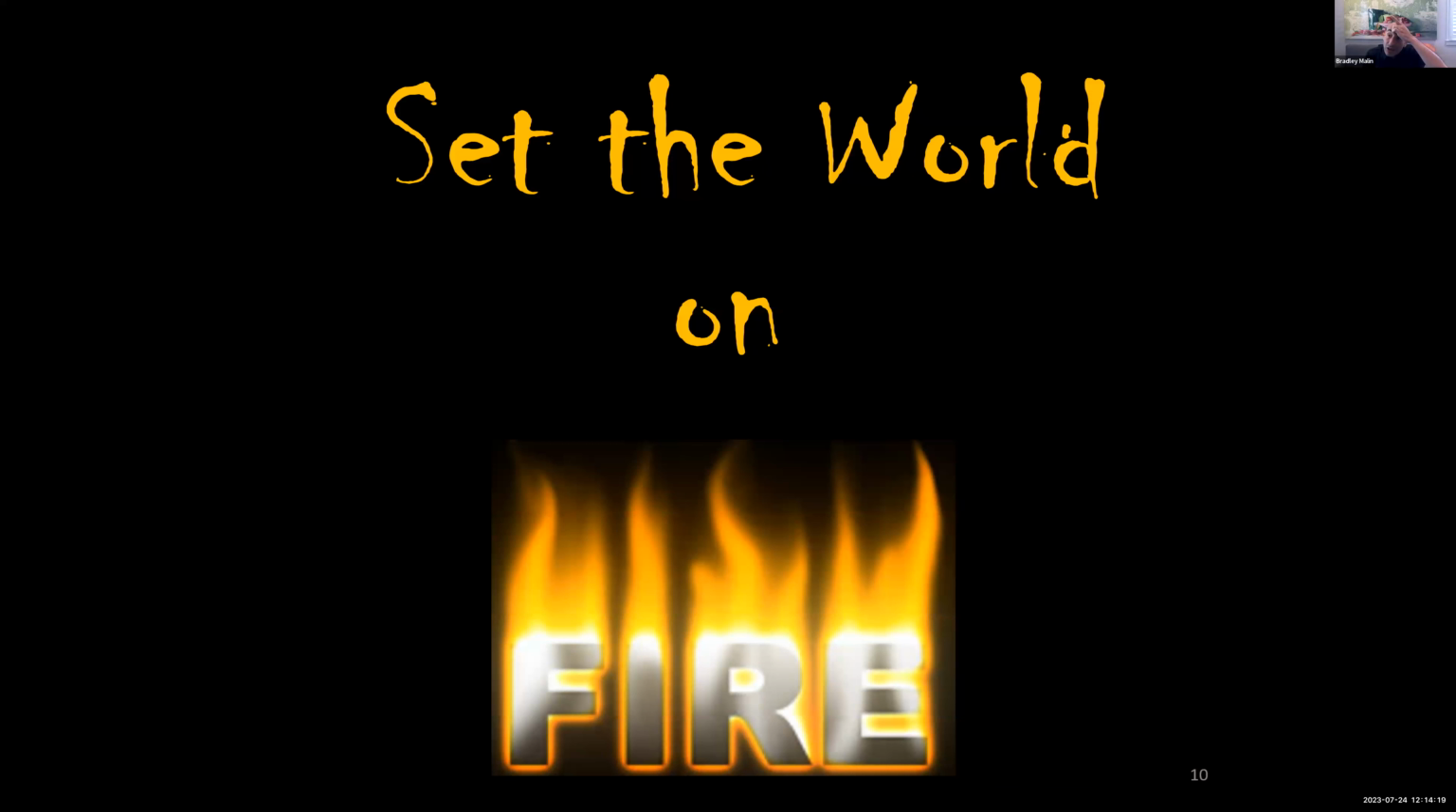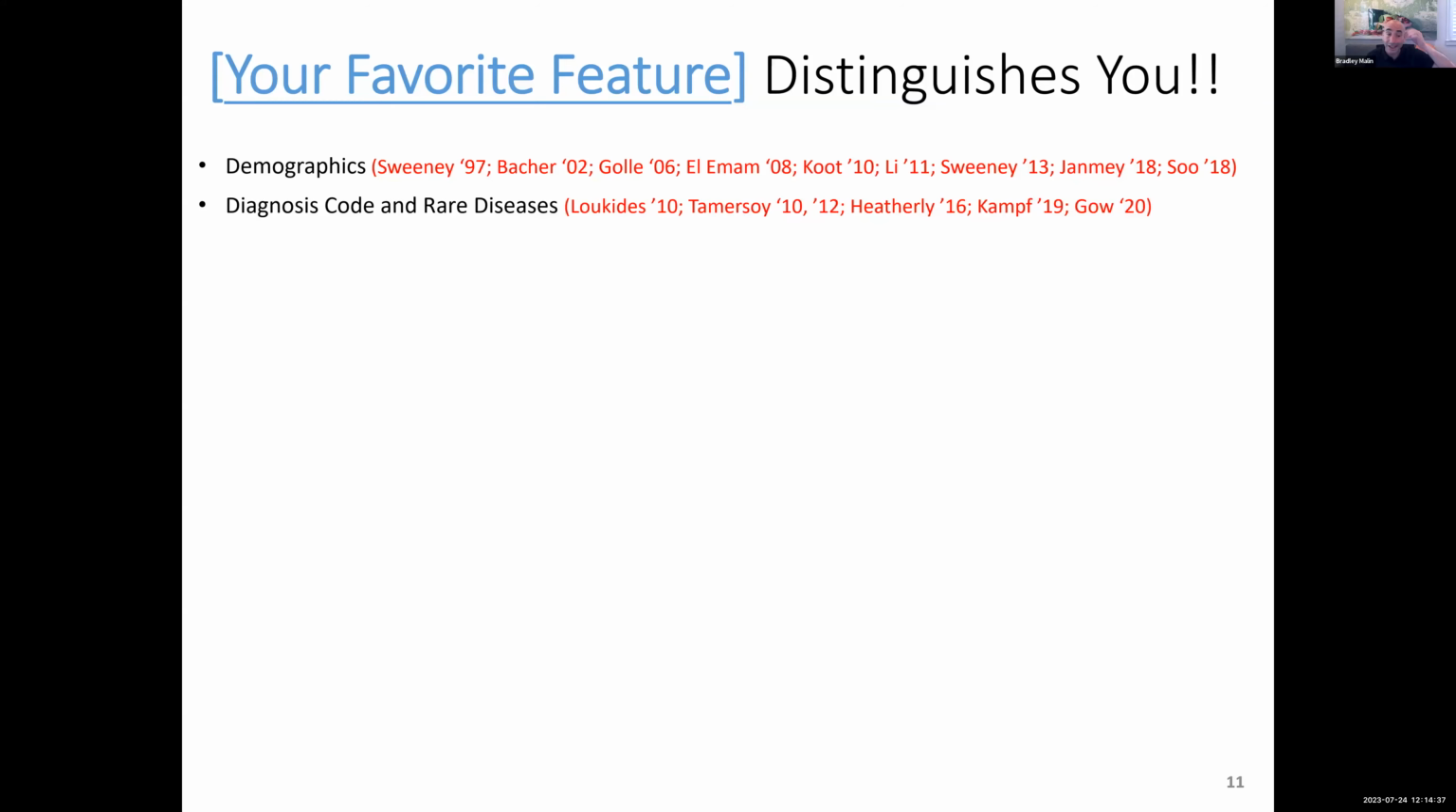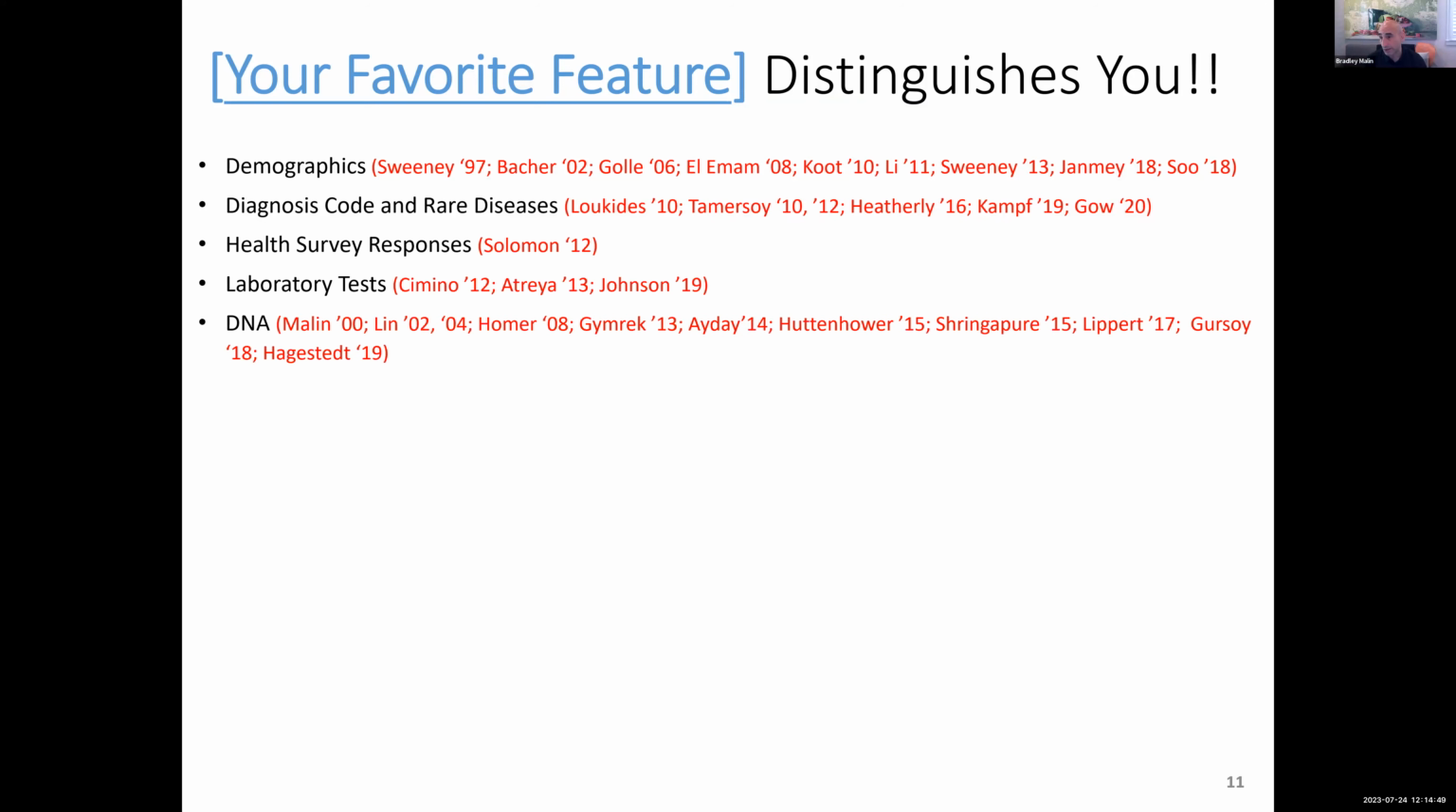That type of investigation, which proceeded through the early 2000s, just set the whole world on fire. And you find all these studies that talk about how you re-identify somebody from some particular feature. I can show you all these studies on demographics in the US and Canada and in Australia and elsewhere. You're going to see studies that look at diagnosis codes and rare diseases, health survey responses, what happens with lab tests. There's a whole bunch of research around DNA, and the list will go on and on.